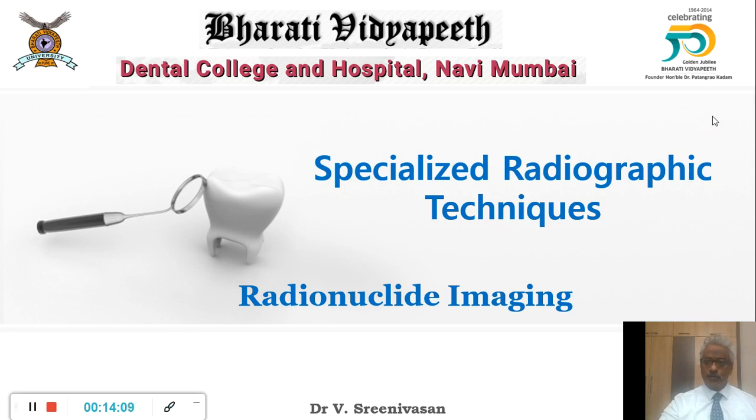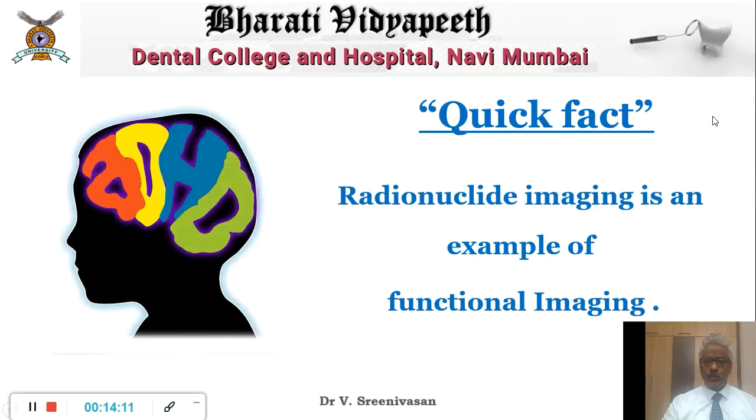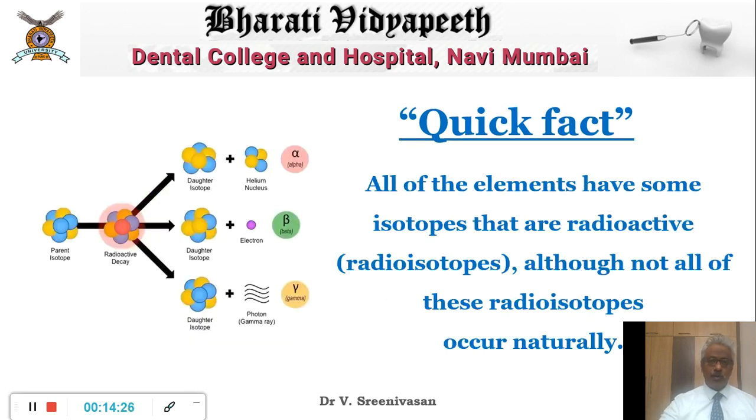So for understanding radionuclide imaging, we need to understand first and foremost that radionuclide imaging is a kind of functional imaging. You're looking at the function of certain tissues, you're utilizing the biochemical processes of certain tissues and capturing them in an image. How do we do this?